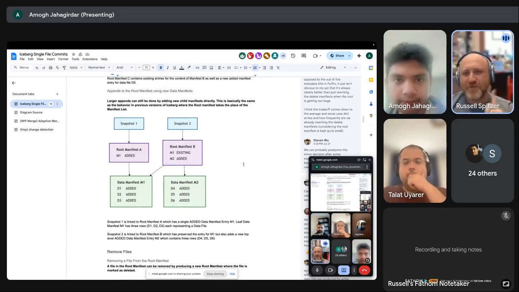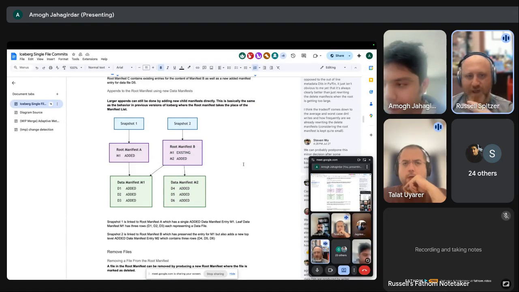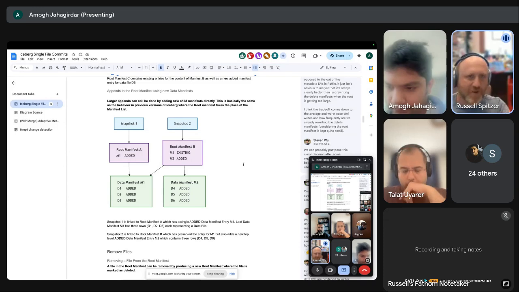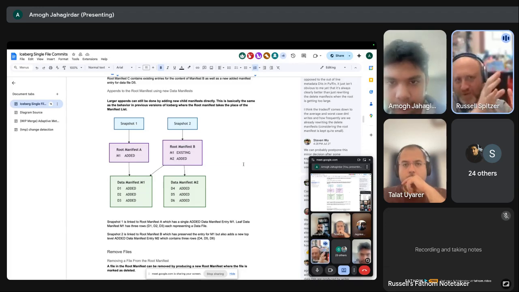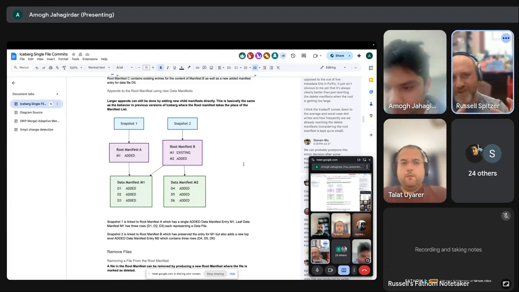So you can do the exact same thing you're currently doing, where you treat the root manifest as a manifest list. And if you want to add a whole bunch of files, you add a new data manifest with a whole bunch of files in it, and you add that to the root manifest. So that's what this last example was. We basically have the new ways, and then I show this is the old style. So if this really worked well for your ingest patterns, you can still do that. I see.